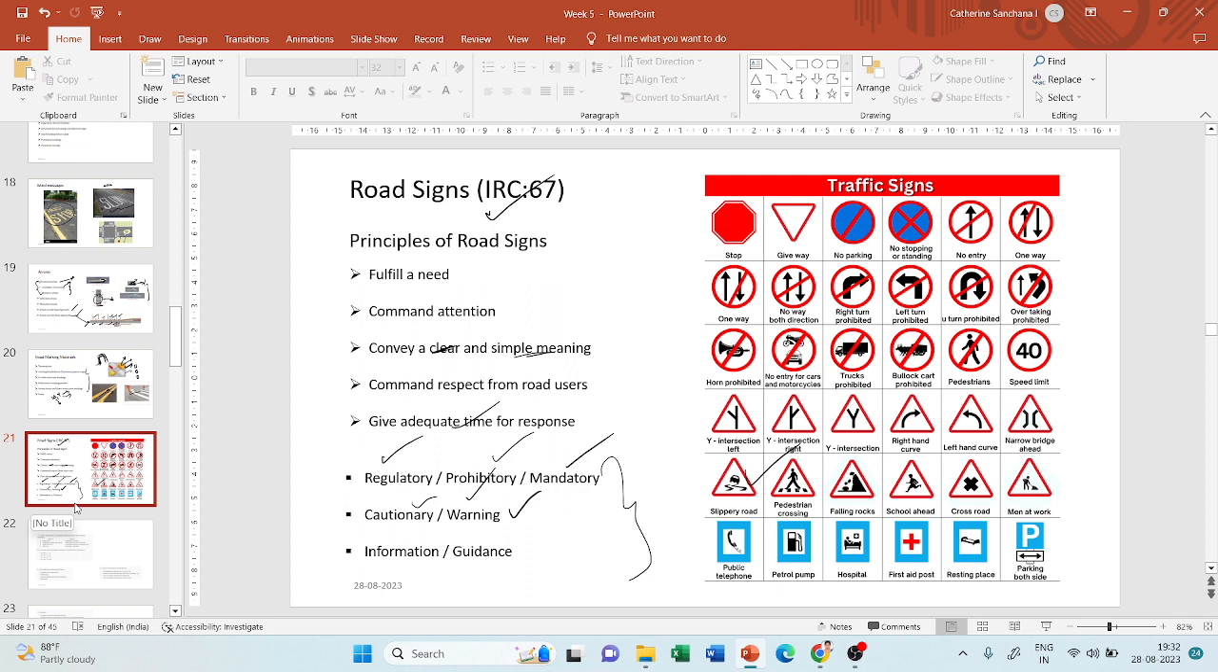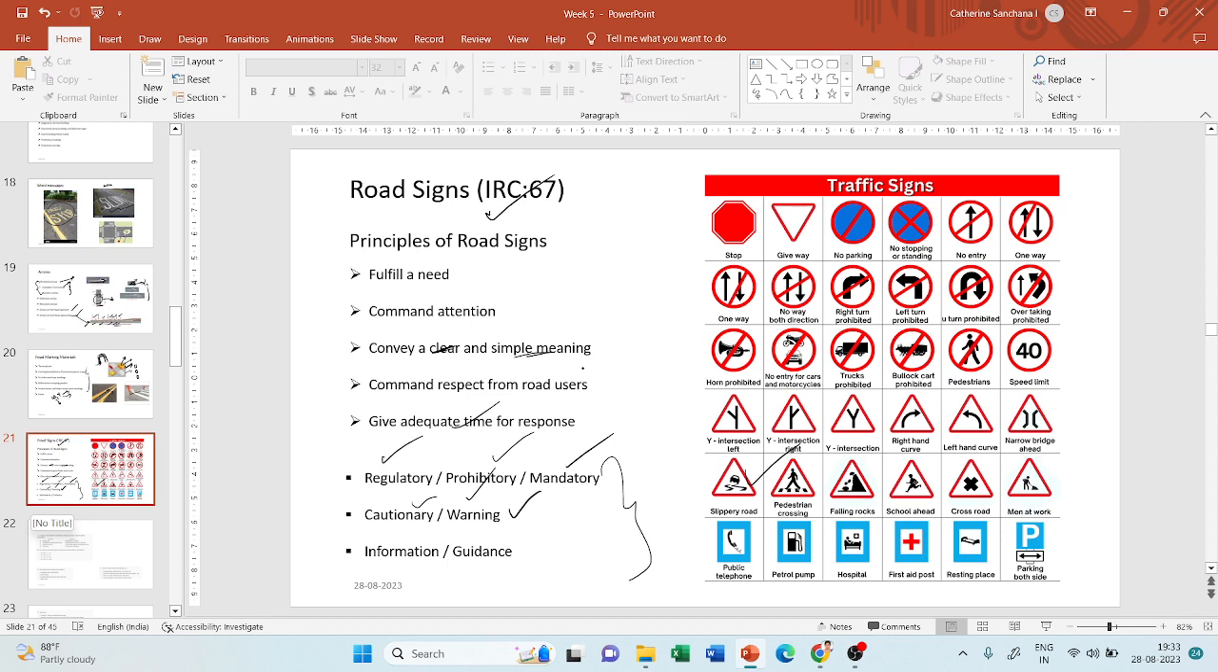Once you see a sign, you need not identify whether it asks you to follow or not. By seeing the sign itself, you will know what is expected of you. So we will see these three signs, not in detail, I'll just give a brief outline. One is regulatory, prohibitory, or mandatory. So what does it mean? Regulatory means it tries to regulate the traffic.